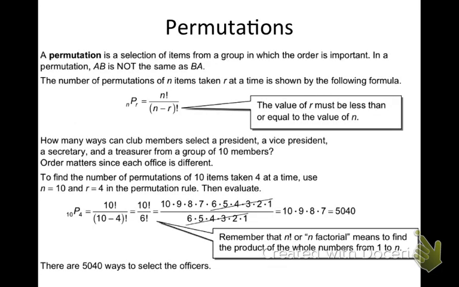So a permutation. A permutation is a selection of items from a group in which the order is important. So permutations, the order is important. Can you make an example of something in life where order is important?